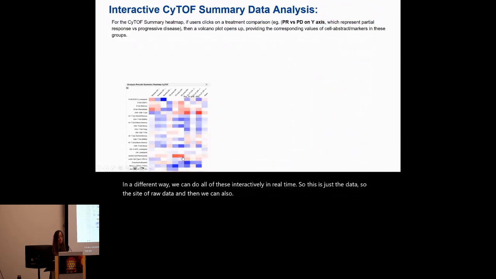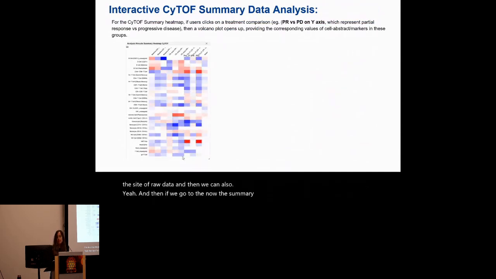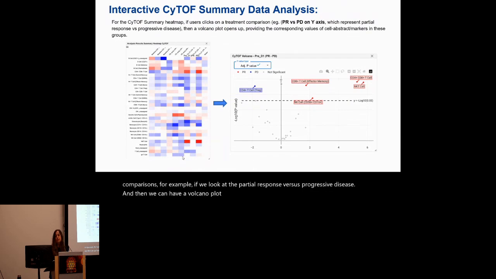And then if we go to the summary data analysis, where we have the treatment comparisons, for example, if we look at the partial response versus progressive disease, we can have a volcano plot opening up, providing corresponding values of cell abundance markers in these groups. And here we have the volcano plots. These are not changed between the partial response and progressive disease patients. However, these are bad markers that we don't want to see, and these are the good markers. So if we see these markers, it's most likely that the patient is going to do well.